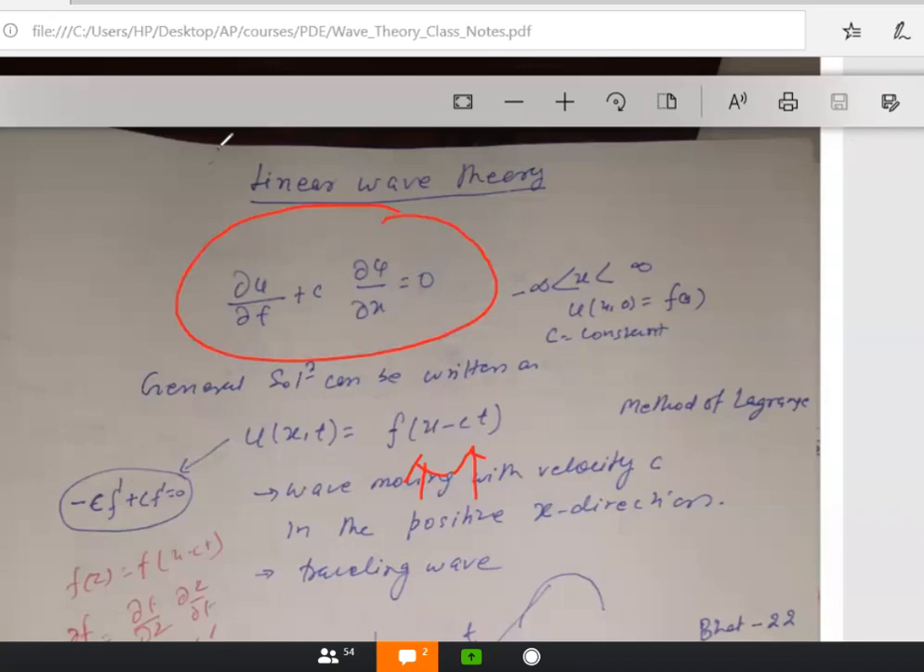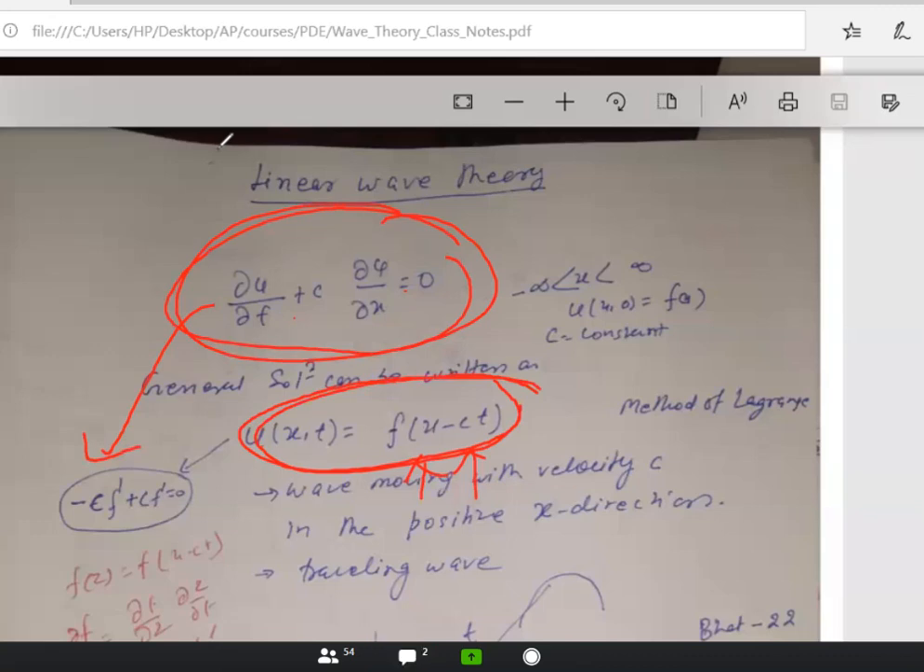So if you put this into the equation, you will get this. It means this is one type of solution of this differential equation. Since this is a partial differential equation, infinite solutions are possible. This is the one solution which is called a traveling wave.